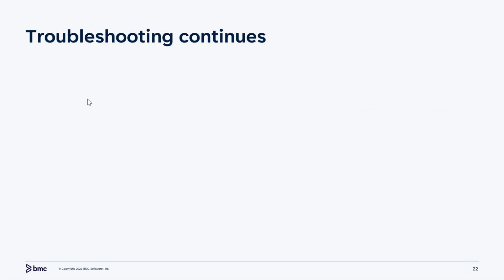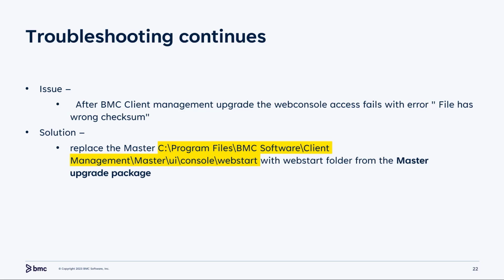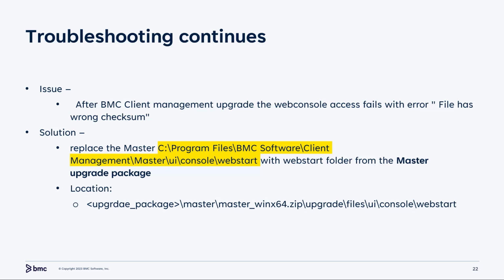Another troubleshooting scenario will be where you're unable to access the web console post-upgrade, as it fails with a wrong checksum error. This issue could be resolved by replacing the web start folder found at the highlighted path with the web start folder from the upgrade package. And the location of the upgrade web start package is as follows. You will then be able to launch the web console and log into it as well.